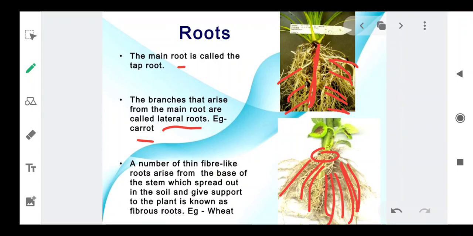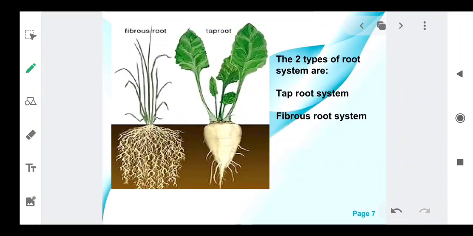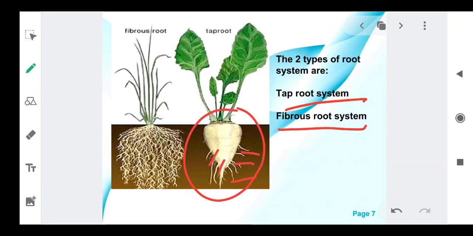And the taproot, if the taproot has some fiber-like branches, then it is known as lateral root. There are two types of root system, the taproot system and the fibrous root system. We know that. In carrot you can see that this is the taproot system, and fibrous root means from the stem, from the base, long fibers are coming.